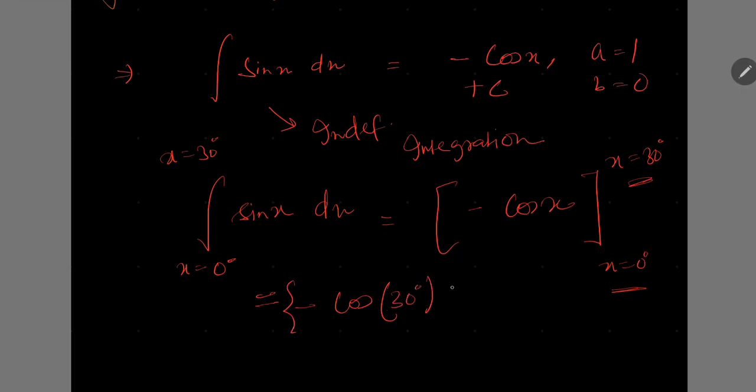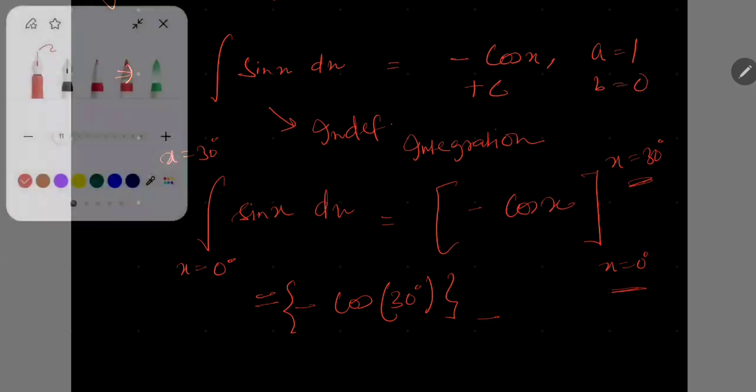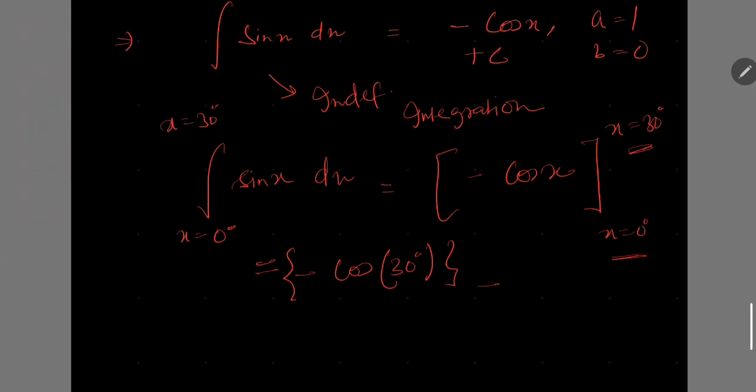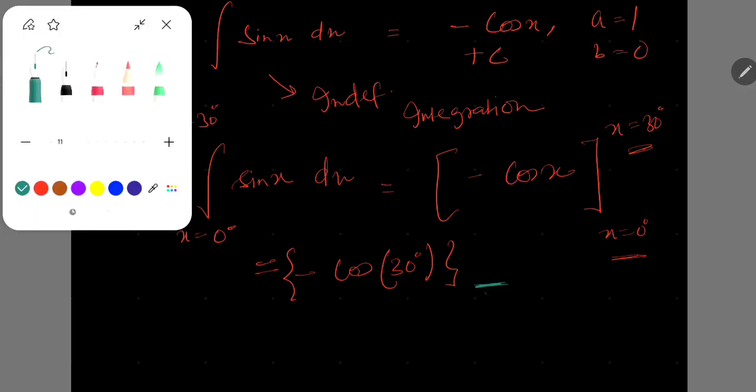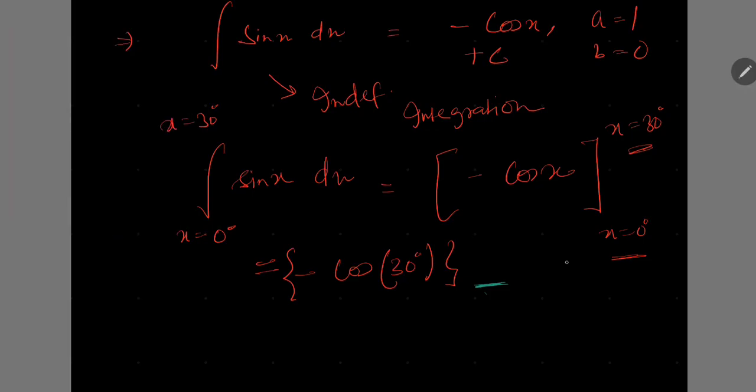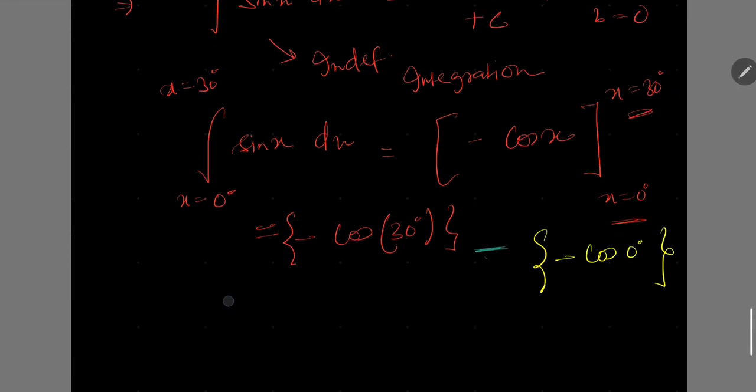Keep in mind, be very careful about the calculation, right? Then put a minus sign here. Thereafter again put the lower limit instead of x, minus cos of 0 degree. Now calculate it, put the values. Minus cos 30 is minus root 3 by 2, this minus gets plus, cos 0 is 1. So the answer is this. There is no unknown term here. You can see this is how you have to do definite integration.